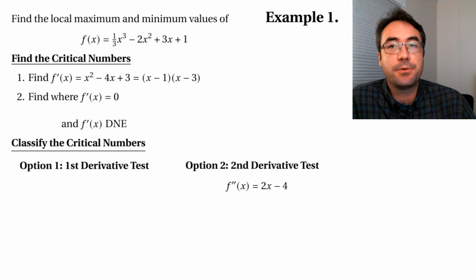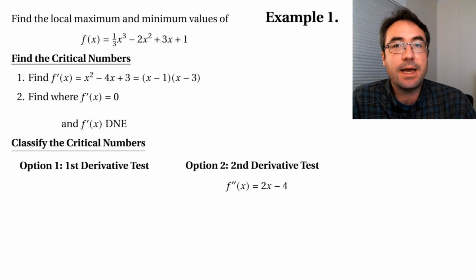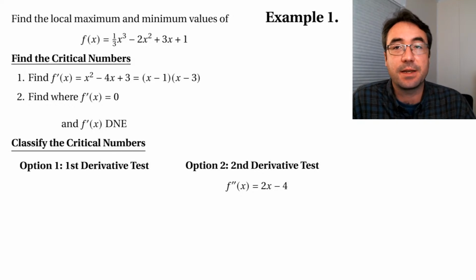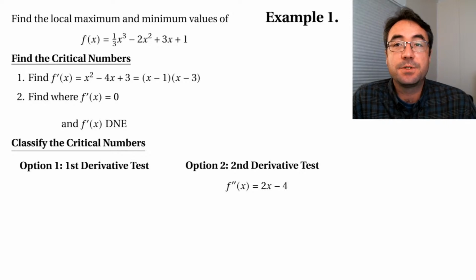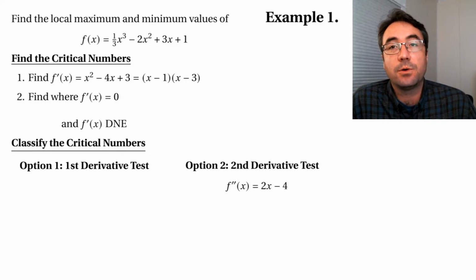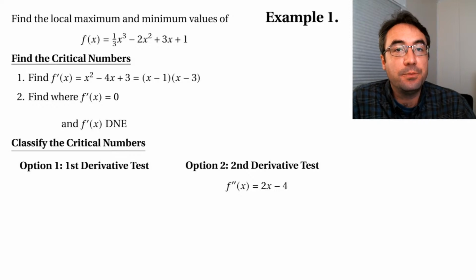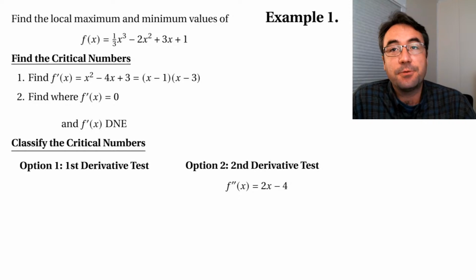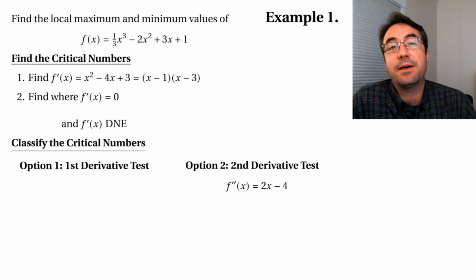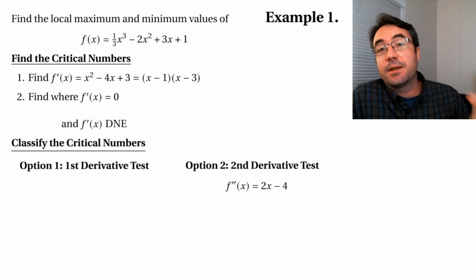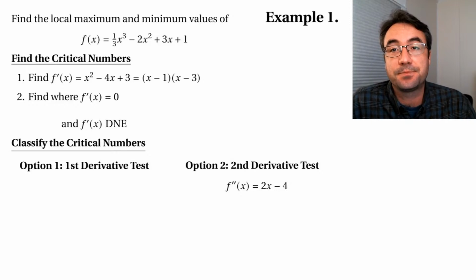So the examples we're going to go through next are all functions we've looked at in the last two sections for the intervals of increase, decrease, and then the intervals of concavity. And we're going to use some of our results there to figure out the local maxes and mins of these functions. So for this first example, we had the function 1/3 x cubed minus 2x squared plus 3x plus 1. And if we wanted to find the local max and local min values of that function, basically two things we need to do. Find the critical numbers, and then we need to classify those critical numbers.